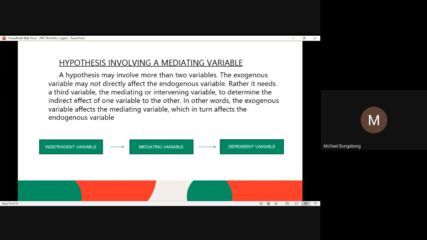Remember, when you're making your conceptual framework, it's all about your hypothesis, right? So a hypothesis may involve more than two variables. We do have the exogenous variables that may not directly affect the endogenous variables. Rather, it needs a third variable, so we call it mediating or intervening variable. So to determine the indirect effect of one variable to the other, this is how it looks like. We do have the independent variables, then the arrowhead, kung saan fa-flow, no? So sa independent variable, pumunta ka sa mediating variable, but this mediating variable also has an effect on the dependent variable.